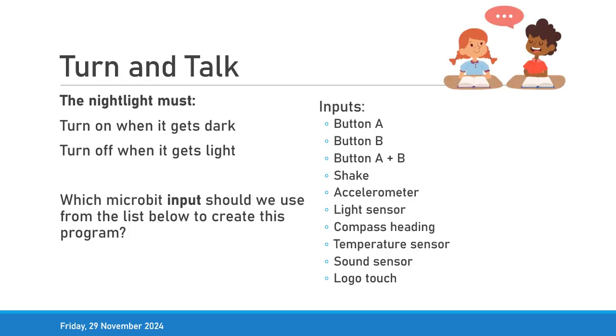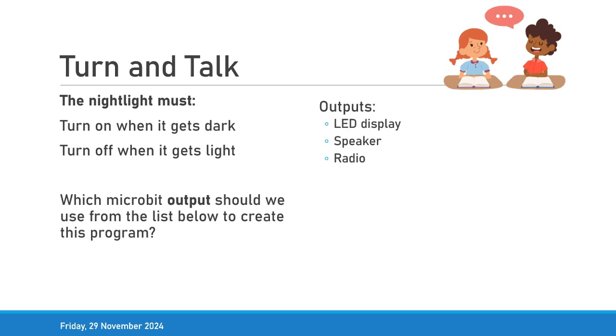So which input should we use on our microbits to get that done? To sense when there is enough light or not enough light in the room? You're absolutely right. It's the light sensor that we need to use. Now, our light sensor gives us the opportunity to measure the amount of light that there is in a room.